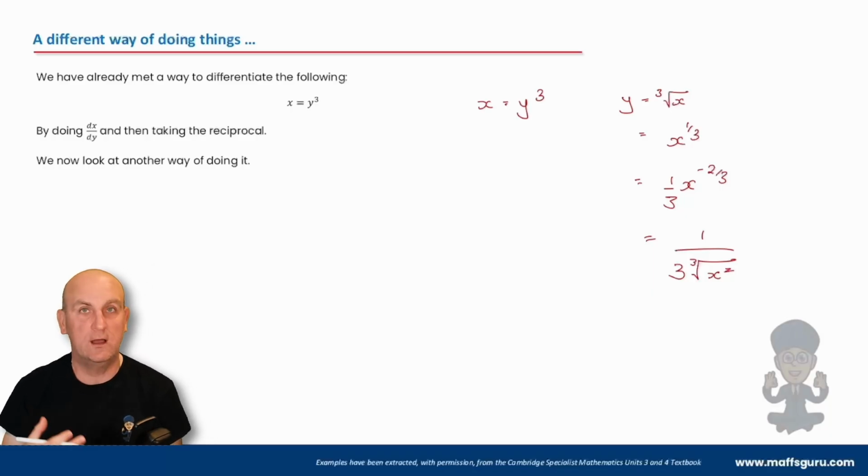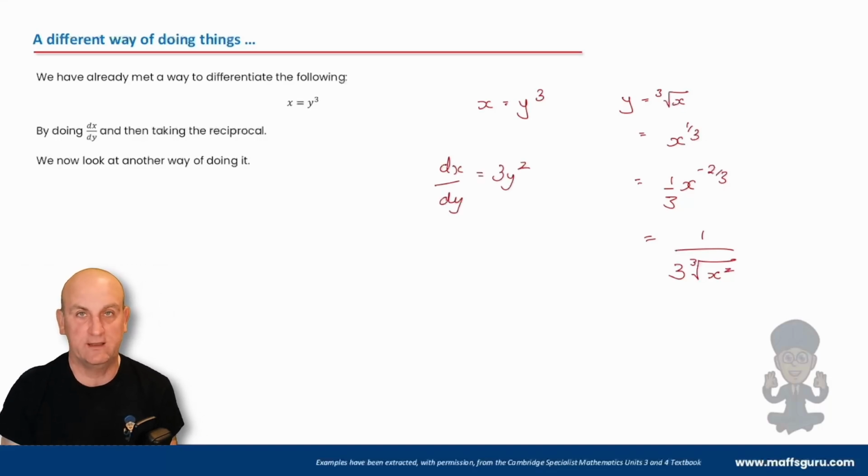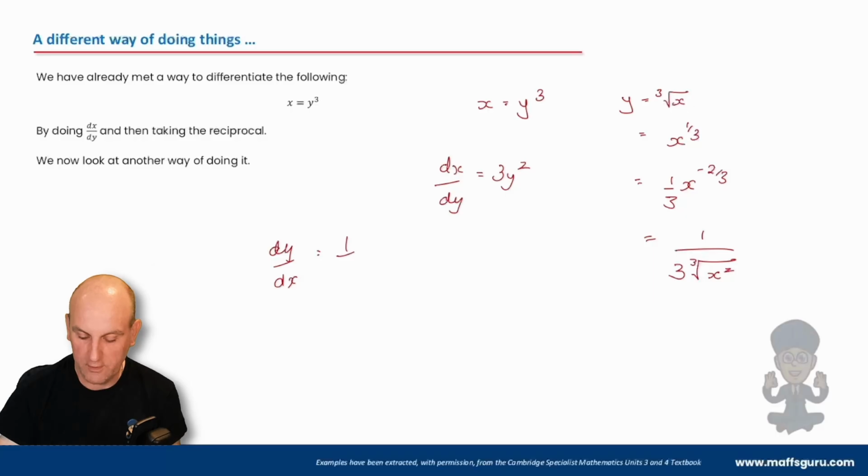Alternatively, we now know that we could say dx by dy becomes equal to 3y squared, so we differentiate both sides with respect to y. And then we knew that dy by dx was the same as 1 on dx by dy. So in which case we know that dy by dx is equal to 1 on 3y squared.